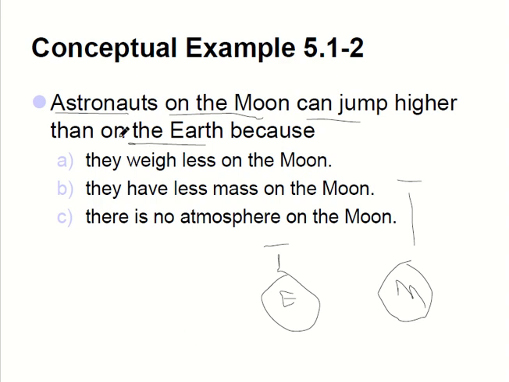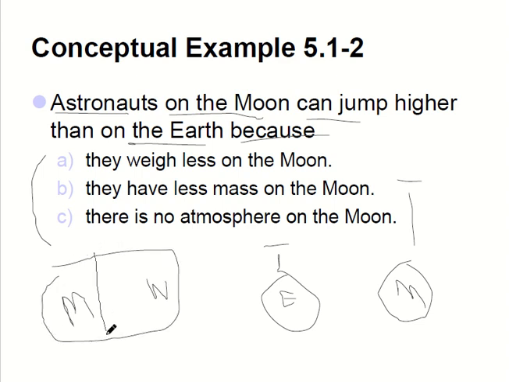So you have to analyze why. Is it because they weigh less on the moon, or because they have less mass on the moon, or because there is no atmosphere on the moon? So now we are in mass and weight. We're trying to understand the difference between the two, and now we change the planet, which is the Earth, and then your moon.